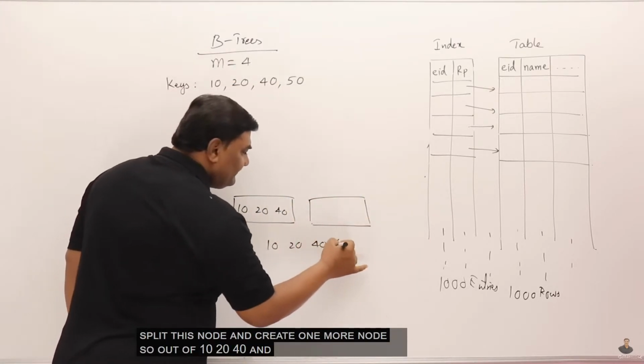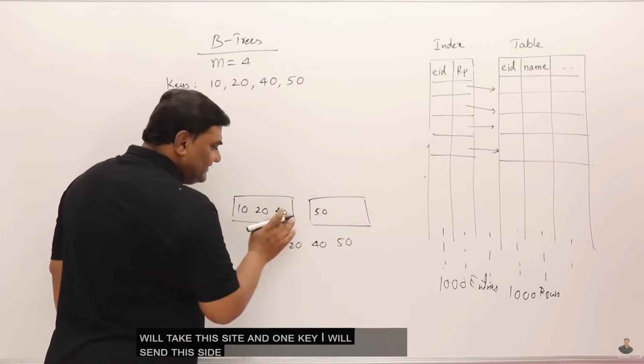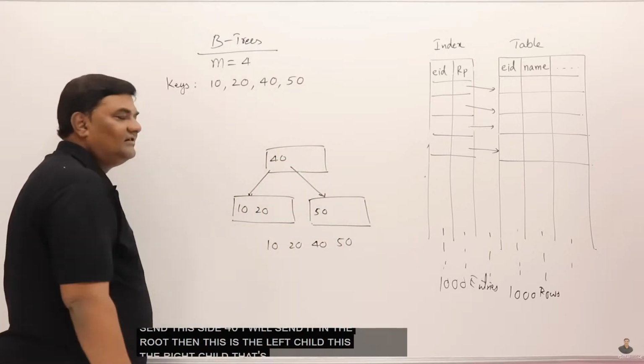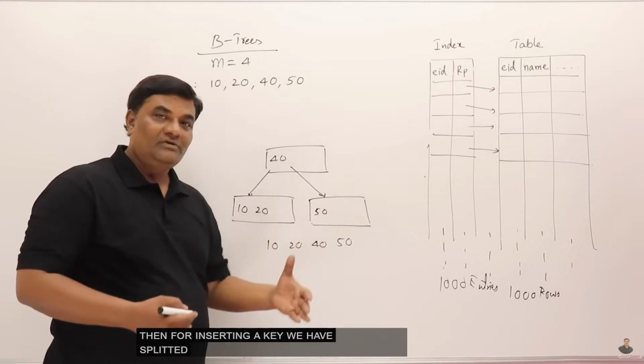Out of 10, 20, 40, and 50, 2 keys I will take this side, and 1 key I will send this side. 40 I will send to the root. Then this is the left child, this is the right child. That's it. So when the node was filled, there was no free space. Then for inserting a key, we have split the node, and one of the keys we have sent to the root.